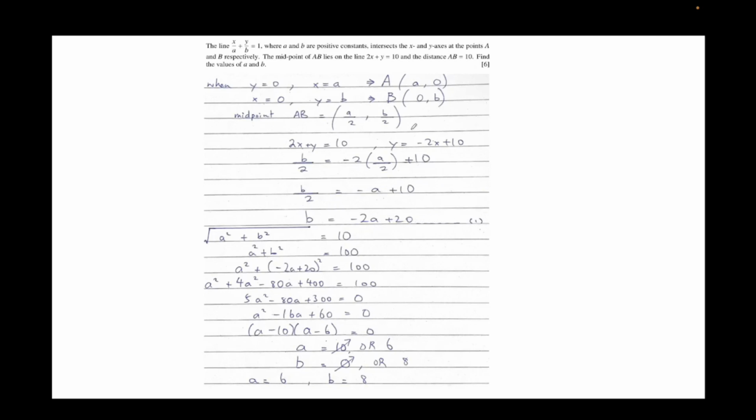Next point. We've already got everything we needed out of here now. Distance AB is equal to 10. Well, we've got A, we've got B. There is a distance formula to make it equal to 10, isn't there? What's the distance formula? It's always going to be the square root of the difference in x values squared plus the difference in y values squared. Pythagoras. So it's going to be the square root of a minus 0 squared, which is a squared, plus 0 minus b squared, negative b squared, which is b squared.